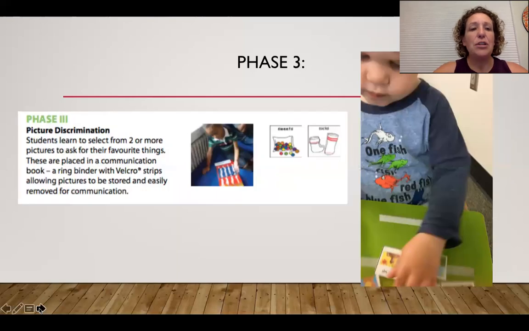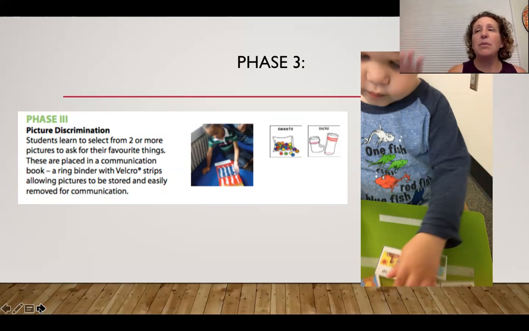All right. Phase three really involves picture discrimination. This is when we add more pictures. Throughout our curriculum we practice matching and scanning. So building up to phase three is already happening in the classroom, because when we say have them match pictures, we're trying to teach them discrimination. So students learn to select from two or more pictures and ask for their favorite things. These are usually placed on a communication book or something. Some people put them on their fridge, or they'll make a board in the hallway with the pictures on them.